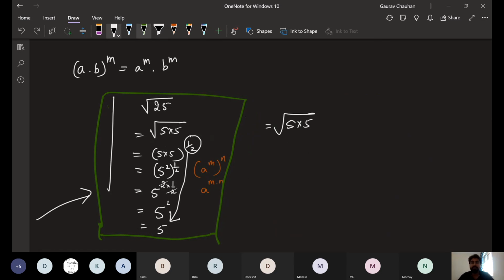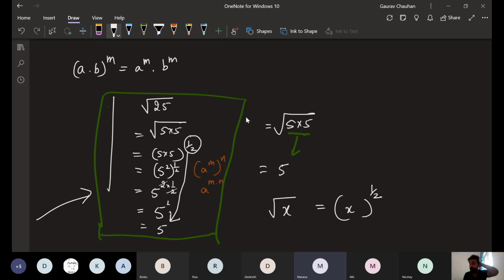What if I take just normal like this, what will I get as the final answer? 5, sir. 5 only. I'm getting the same answer here also, right, by using laws of exponents. Got it? That's why root of something means that thing to the power half. Okay, Mansa? Does this make sense?